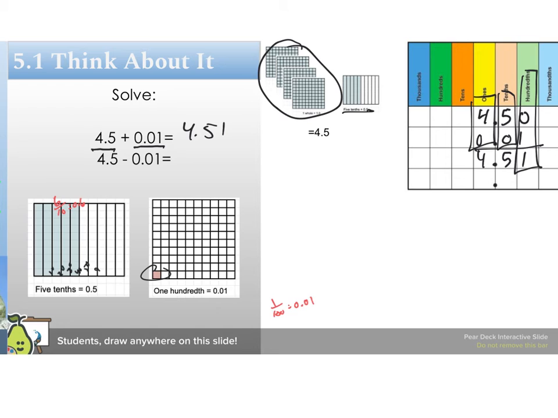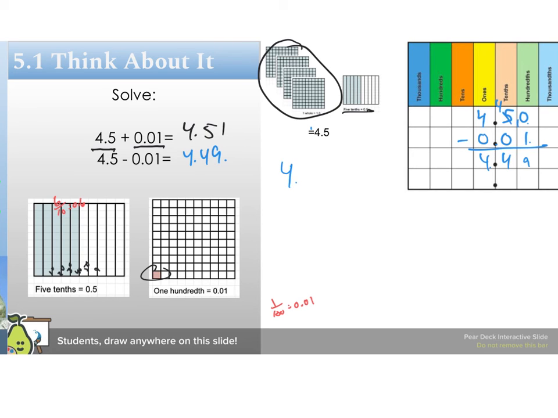If I'm subtracting, then I can still write it here, 4.5, subtract 0.01. I can put a 0 in the hundredths place. 0 subtract 1 I can't do. I'm going to borrow. So this becomes 10. 10 subtract 1 is 9. 4 subtract 0 is 4, and 4 subtract 0 is 4. So it becomes 4.49.